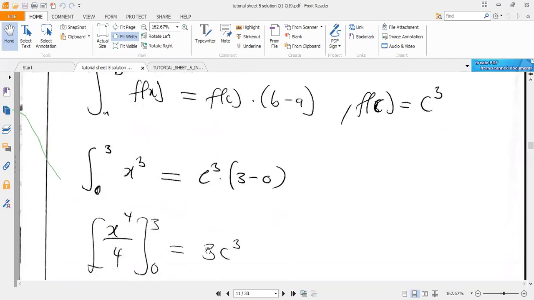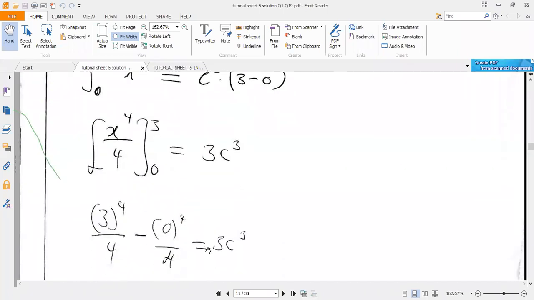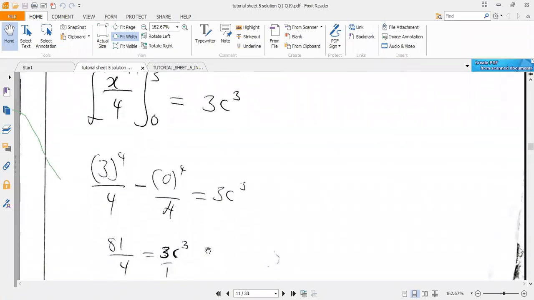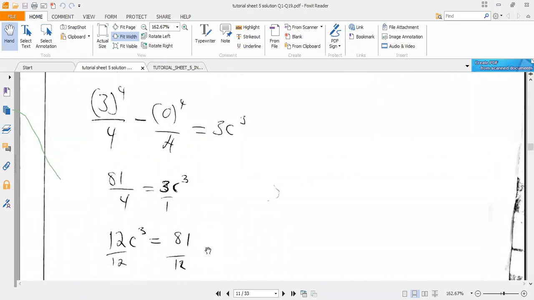So the integral of this is now x to the 4 over 4, with the interval from 0 to 3, is equal to 3c to the 3. Then we want to find what the c is. So we plug in these values, and notably, they'll give us that 1 over 4 is equal to 3c to the 3. Then we're going to have that.